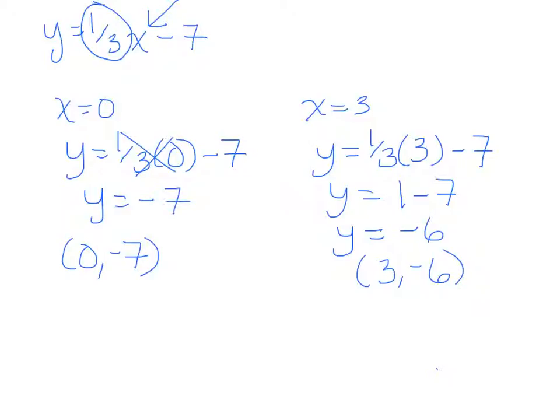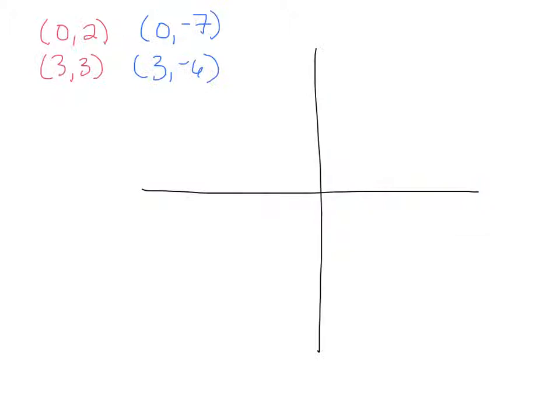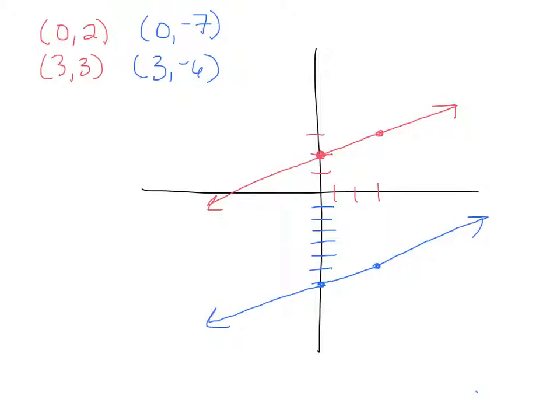Now let's graph these two lines and see what happens. On my first line I have (0, 2) and (3, 3). My second line I have (0, -7) and (3, -6). Now, if we keep on drawing these out, you're going to find that these are parallel lines.